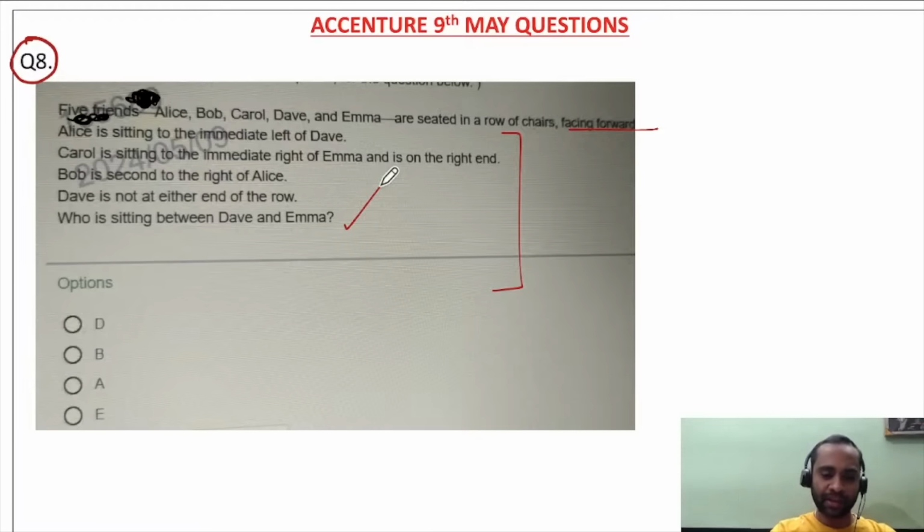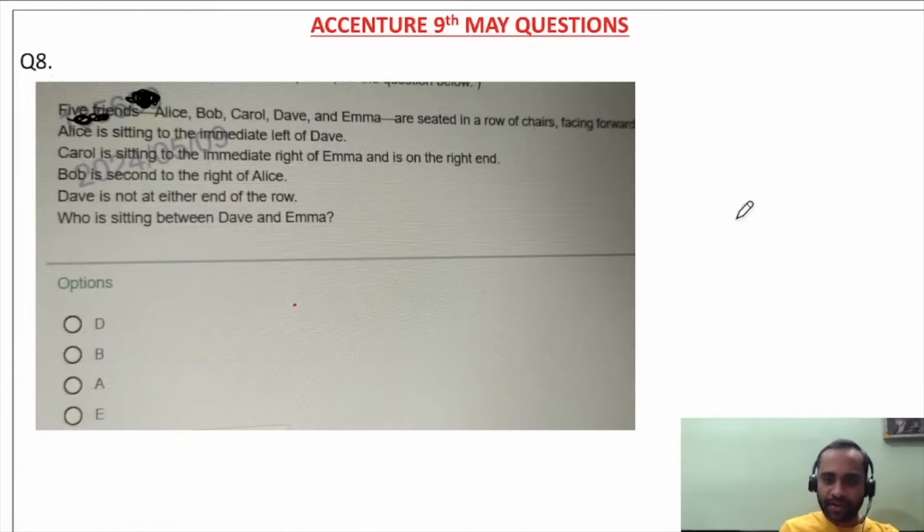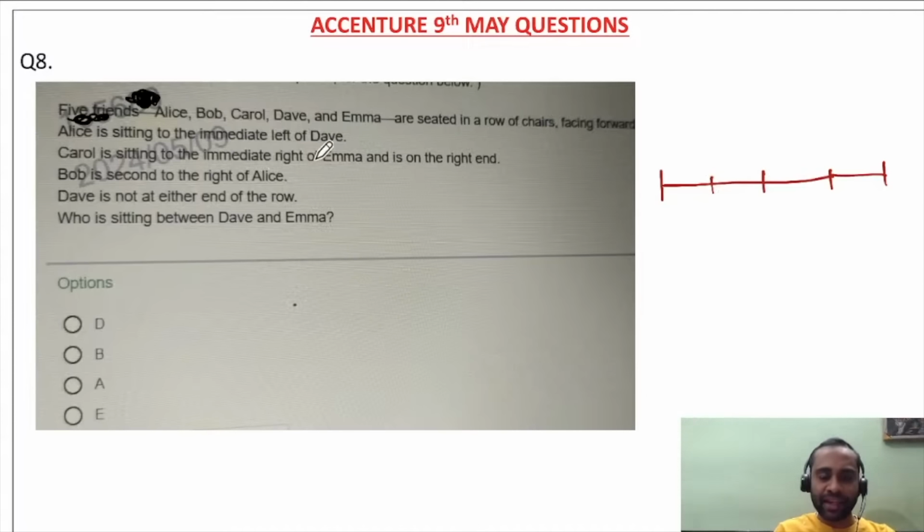Okay. So what is the answer? So Bob. Okay. So five friends. Alice is sitting to the immediate left of Dave, right? So let us make five places here. So 1, 2, 3, 4, and 5. Okay. So Alice is sitting to the immediate left of Dave.